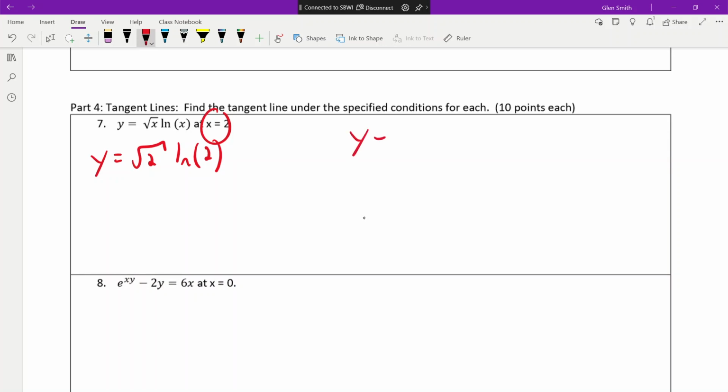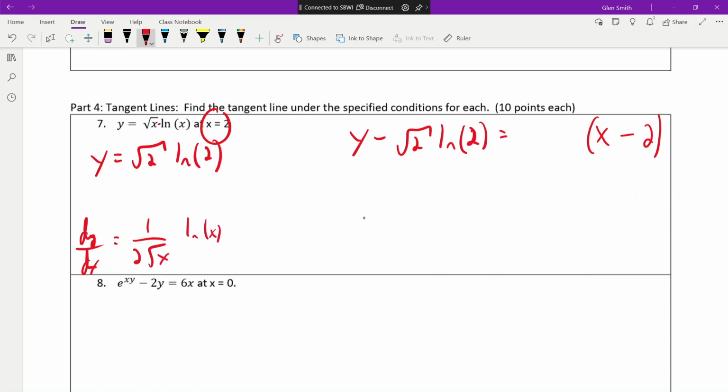If x is 2, first thing I'm going to do is find y. Y is root 2 ln 2. That's it. I just plugged in 2. So my tangent line has to be y minus root 2 ln 2 equals something times x minus 2. Okay, you at least should have got there. I didn't even require any calculus. Then we're going to derive it.